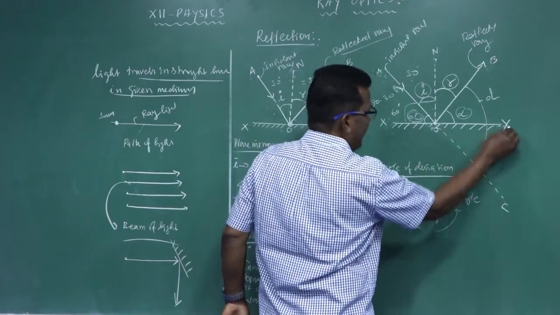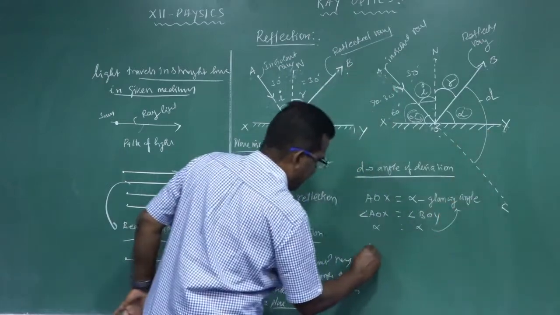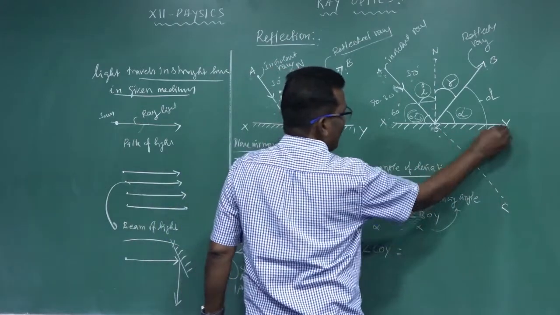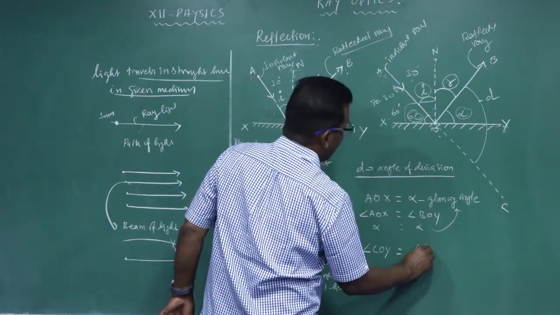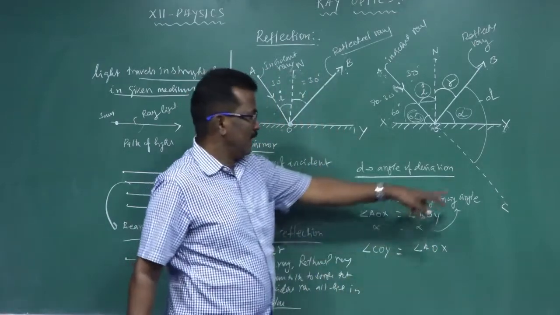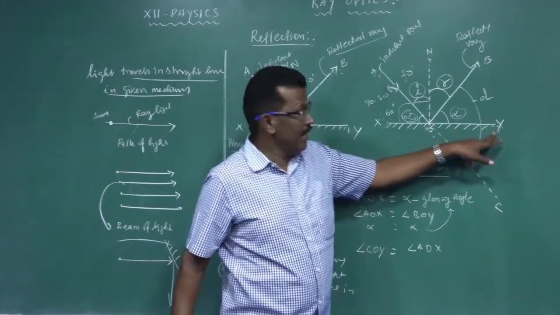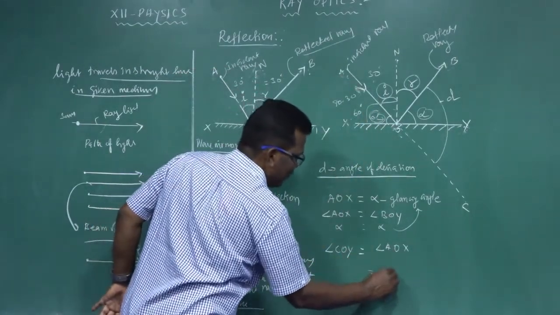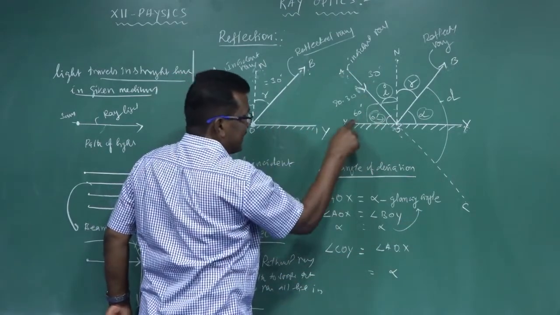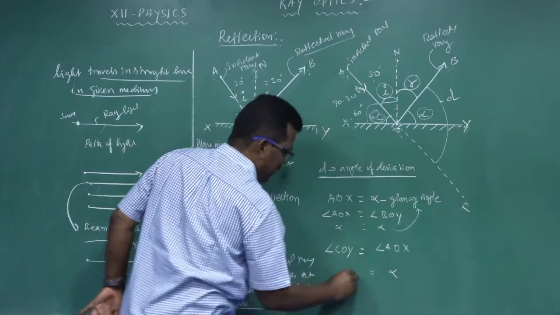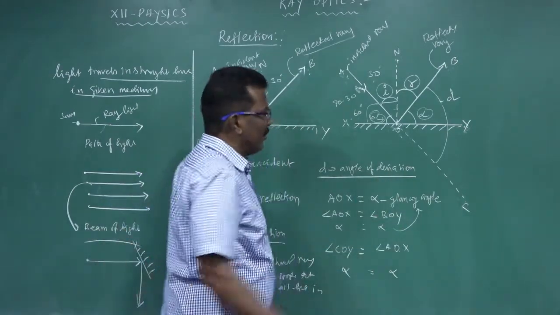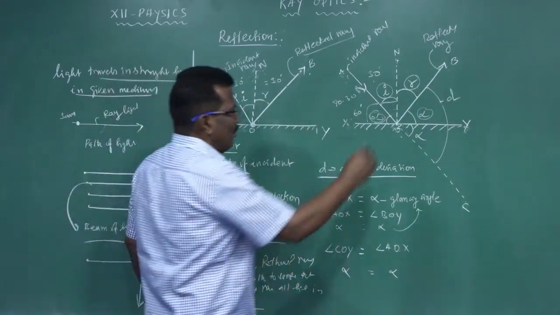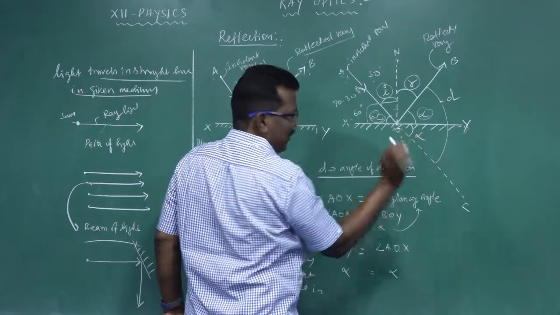What is COY? The angle COY is equal to angle AOX. If angle AOX is equal to alpha, COY is also equal to alpha. So this is also alpha, this is also alpha. So this is a glancing angle. Alpha represents the glancing angle.